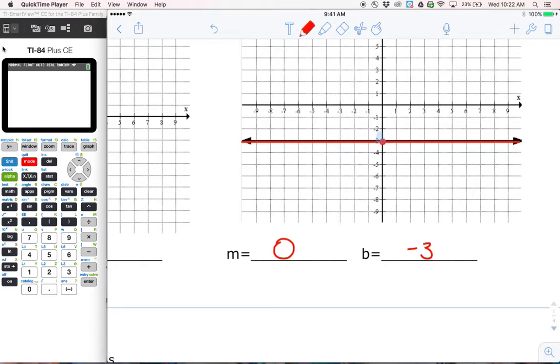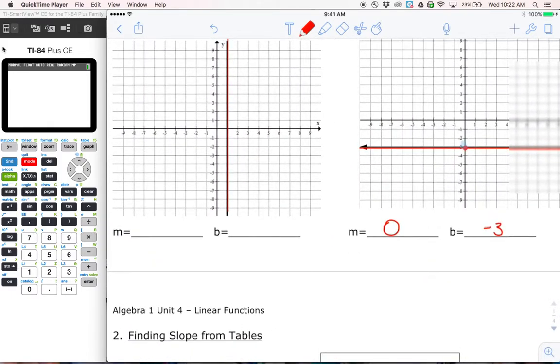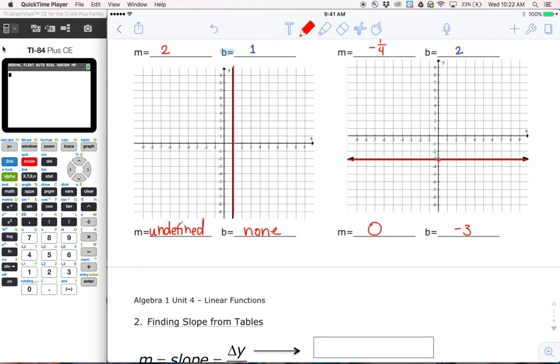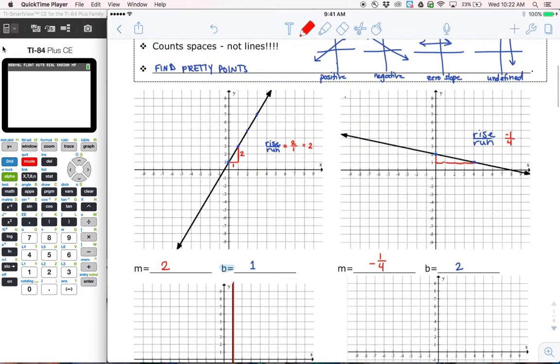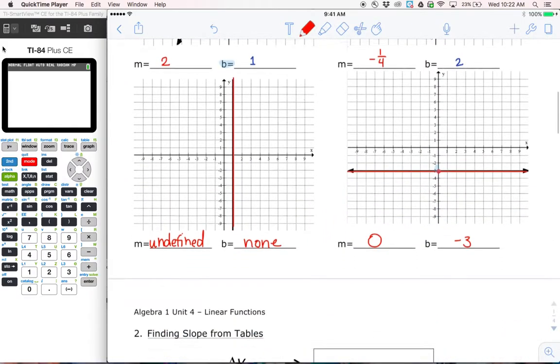On my bottom left graph, I have a vertical line. In this case, we say that it is undefined. It's not a real number. We actually can't even really talk about it. And my b value, in this case, it's never going to cross the y-axis, so I'm going to write none. So that's finding slope from a graph. Just think rise over run, find pretty points, and compare them.